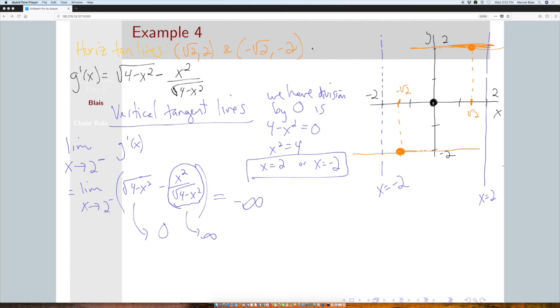This satisfies our requirement for a vertical tangent line. What it means is, as we approach 2 from the left, the tangent lines are getting steeper and steeper, with very large negative slopes. So we can now take a guess at what this should look like, at least over on this side: here we have that horizontal tangent line, but then we get this vertical tangent line as we approach 2 from the left.